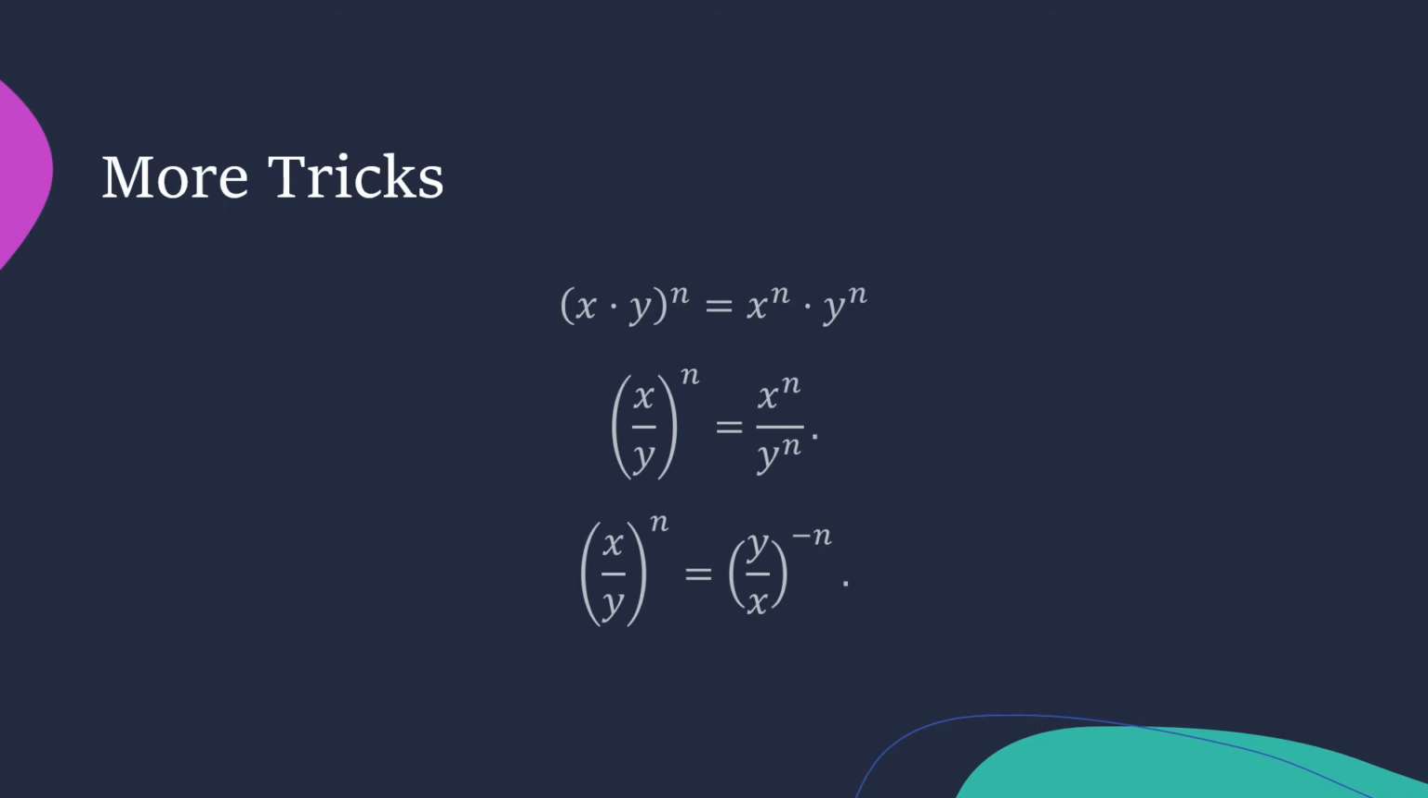And a few more tricks that are just based on order of operations and other stuff we've learned. Quantity x times y to the n power is equal to x to the n power times y to the n power. Quantity x over y to the n power is equal to x to the n power divided by y to the n power. And quantity x over y to the negative n power is the reciprocal to the positive power, which is pretty much just reinstating the definition of a negative exponent.